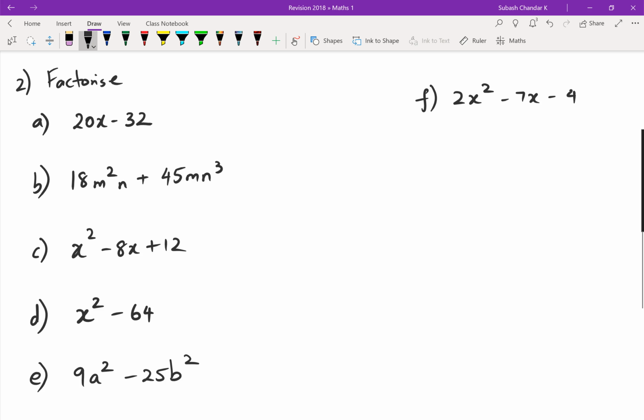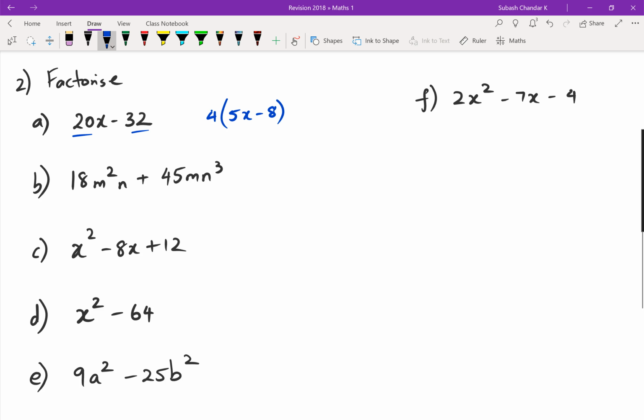Okay, so looking at the first problem here, I've got 20 and 32. I just go, well, which times table does that number come in? For me, it's 4. So I could take 4 out, and that would become 5x minus 8, because I can't factorize it any further, because 5 and 8 have no common factors between them. That's number 1.